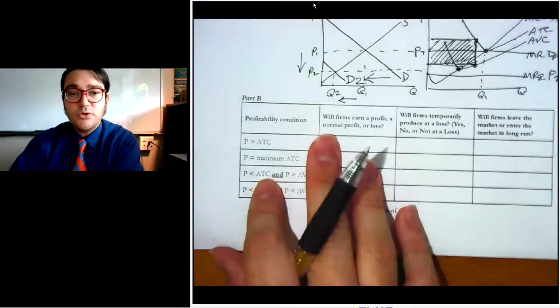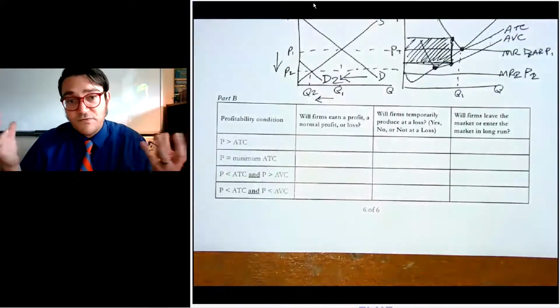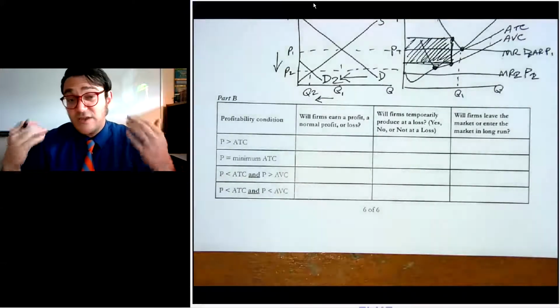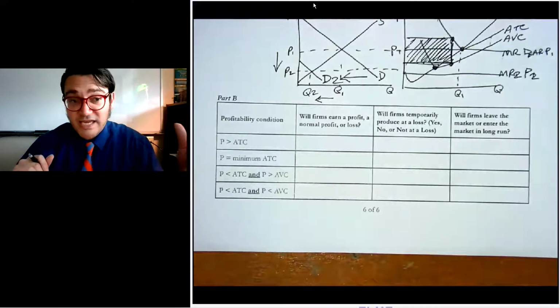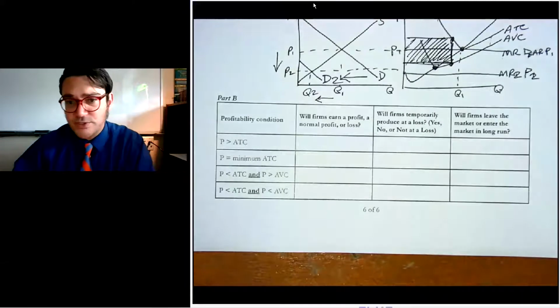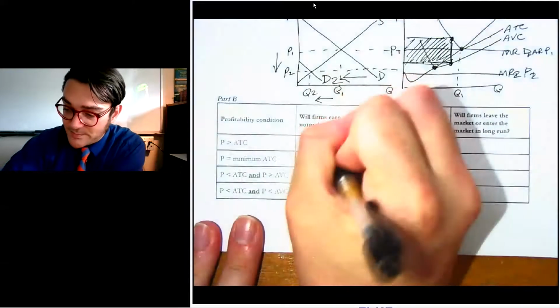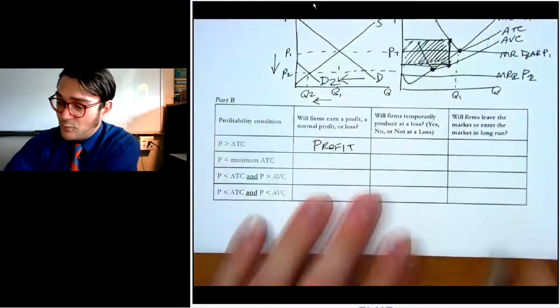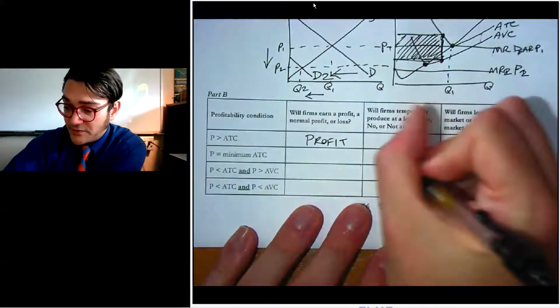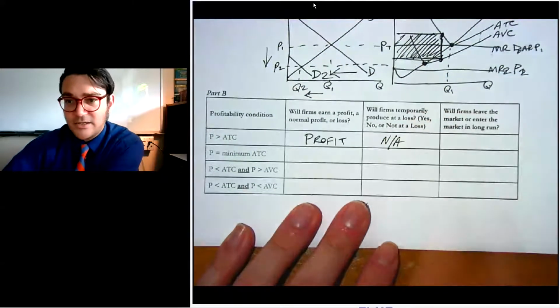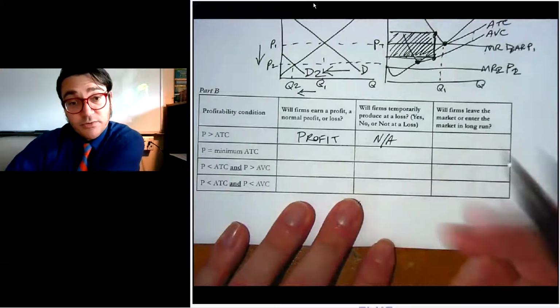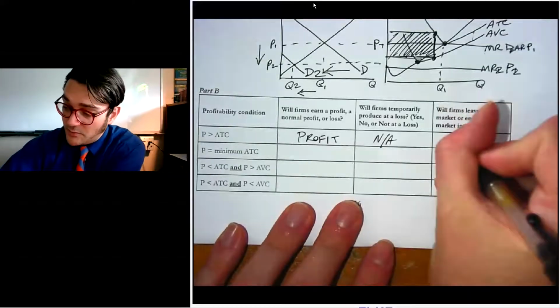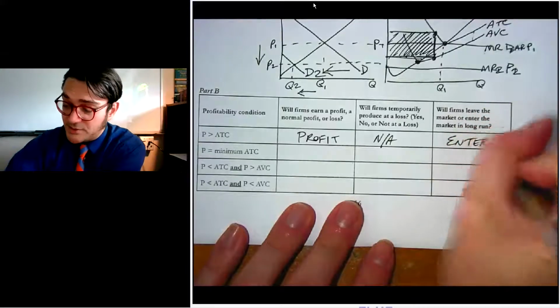Okay, now let's take a look at part B. This is really just a quick review of the profitability conditions, and I think it's a helpful spot for you to keep your information. If the price is above the ATC at the quantity where they're producing, then the firm is earning a profit. Will firms temporarily produce at a loss? Well, they're not at a loss, so we say no. And will firms leave the market or enter in the long run? Well, in the long run, if firms are earning a profit, we would expect other firms to enter.